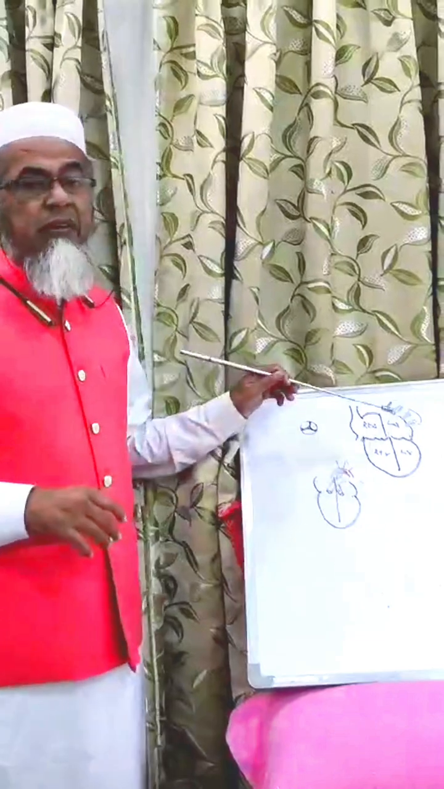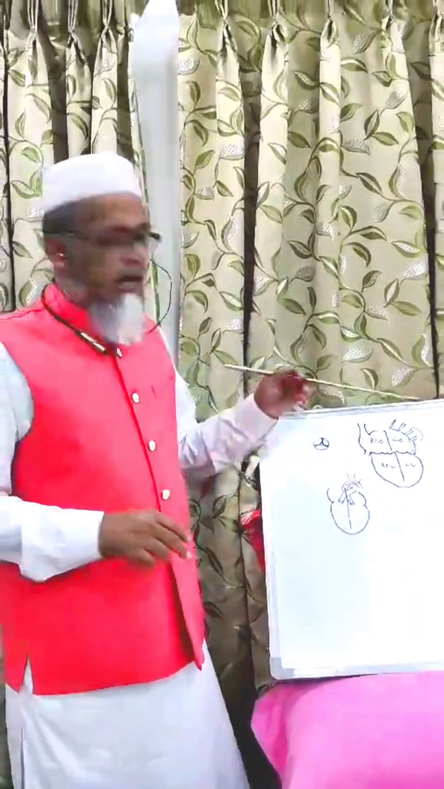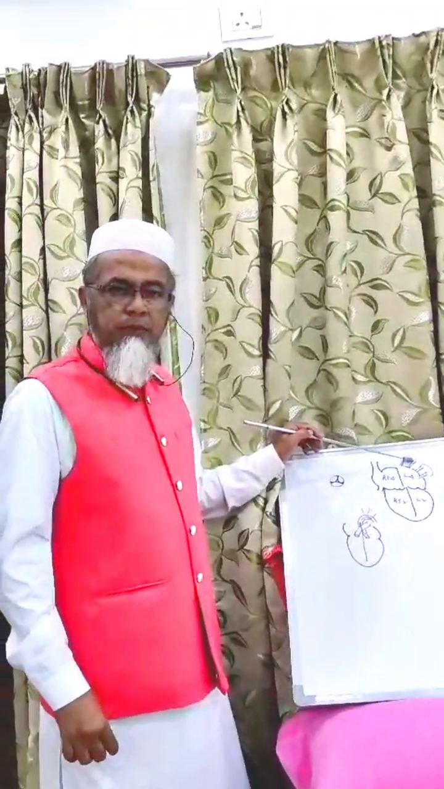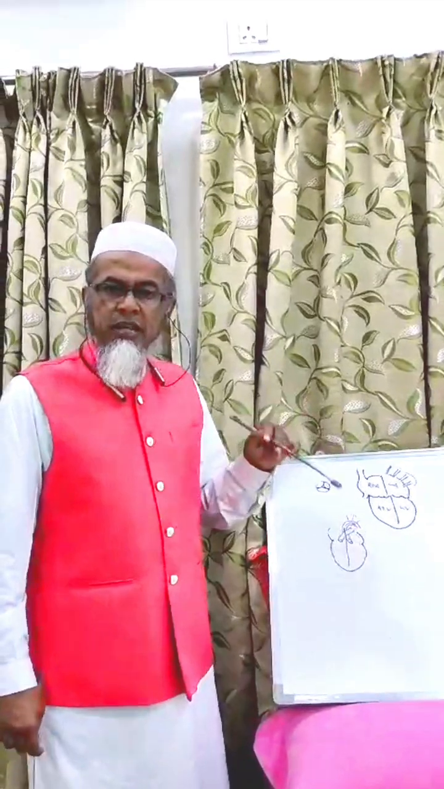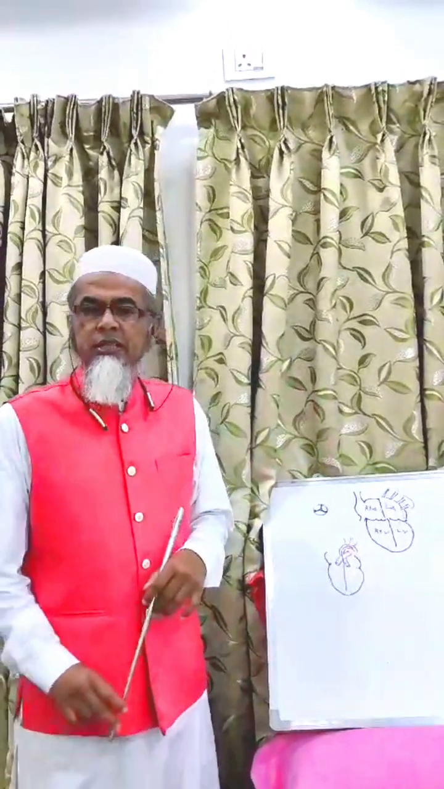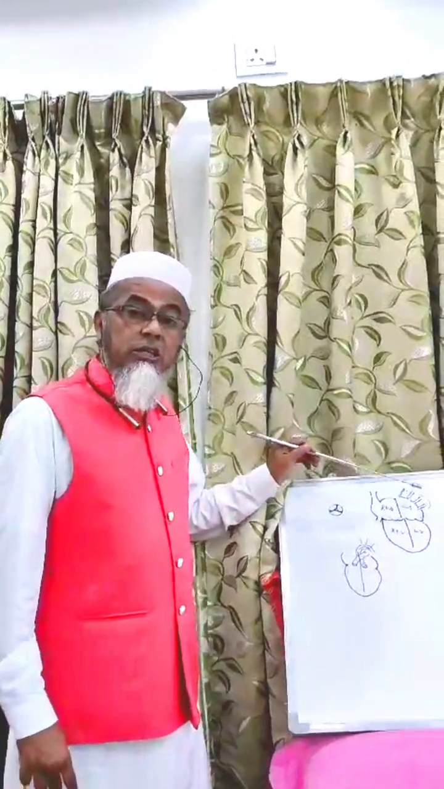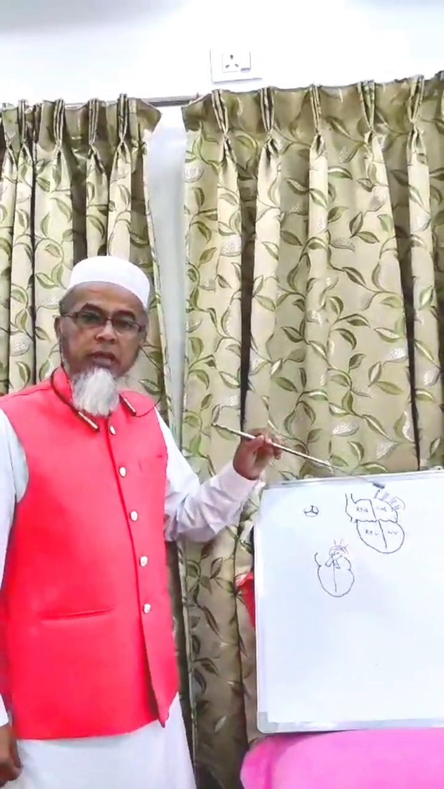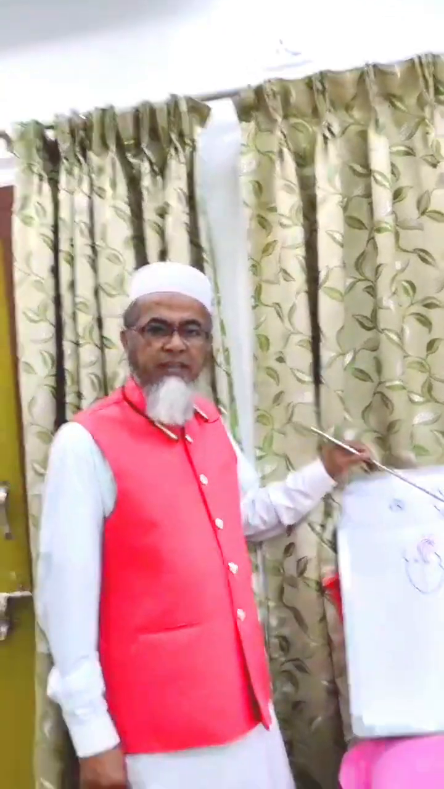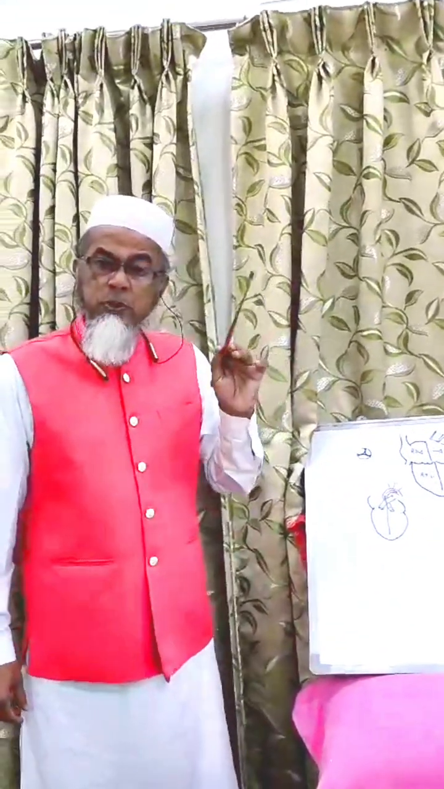Now the left side is very, very important. The left atrium receives the pulmonary veins. There are 4 pulmonary veins in the left atrium. Each lung carries 2 veins, and they vent blood into the left atrium. Okay, right? And it's pure blood. This is the only one which carries pure blood.